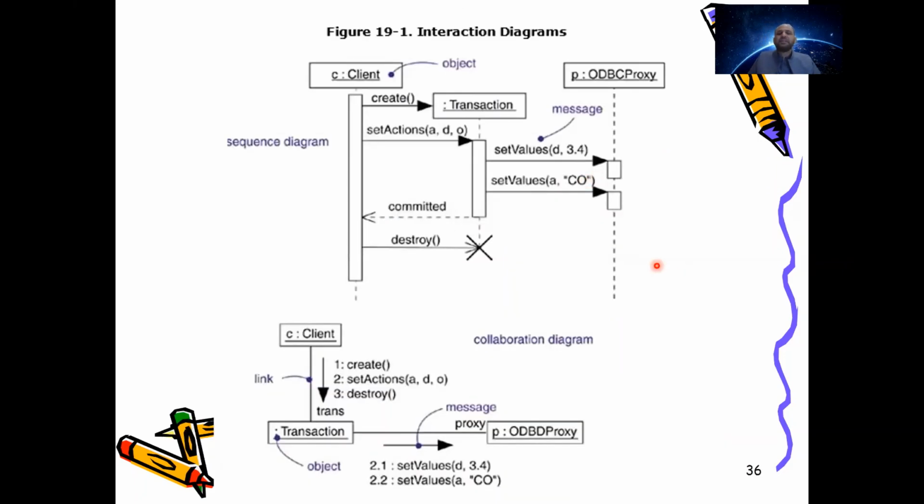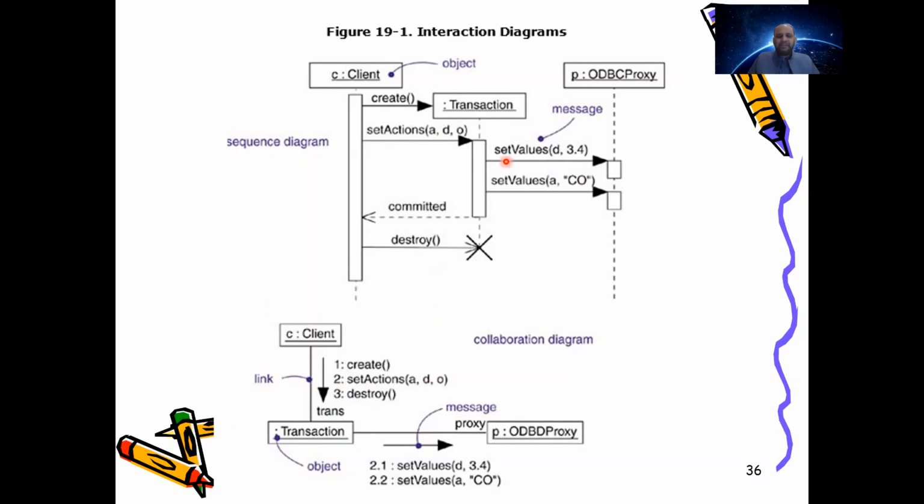Let's see a transformation example. Here you can see the above sequence diagram. This is the sequence diagram and this is the communication diagram. Its old name is written here, collaboration diagram, but now it is called communication diagram. So here you can see, first of all, a create message has been sent to transaction. At number 1, create message is sent to transaction. Then the second message is this one, set action. Here you can see set action is at number 2.